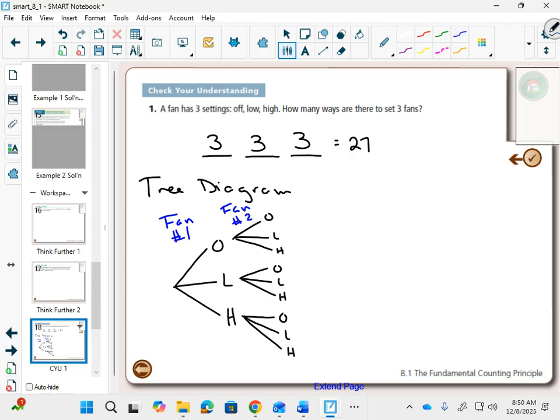And then you get to fan 3, and there's 3 choices off of each of these. Off, low, high, off, low, high, off, low. Oh my goodness.